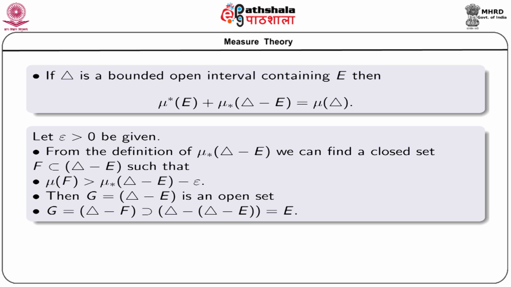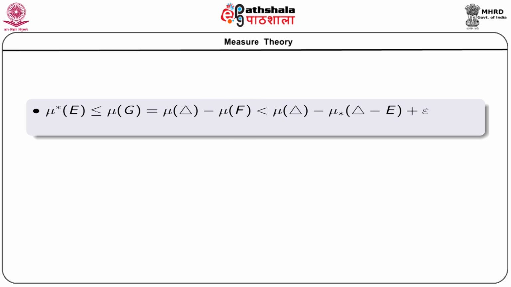And further see that G is equal to delta minus F, this contains delta minus E, which comes as only the set E. So, G is an open set containing the set E. Consequently, using the definition of outer measure of the set E, we have mu upper star E is less or equal to mu of G, but this is equal to mu of delta minus mu of F using the subtractive property of the Lebesgue measure, and this is again less than mu of delta minus mu lower star of delta minus E plus epsilon.